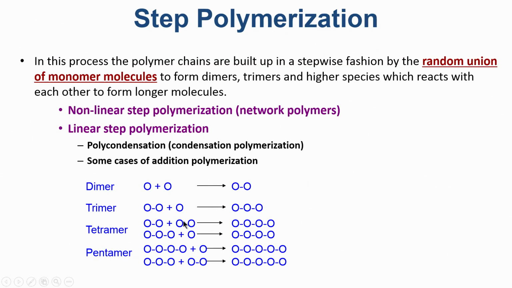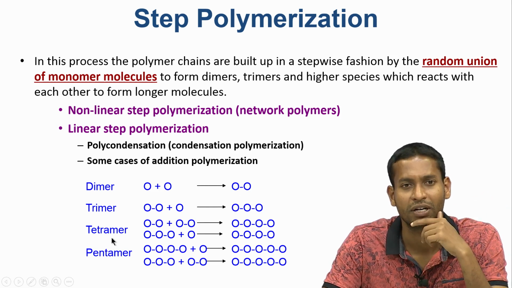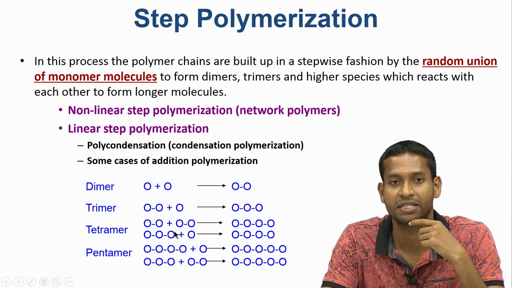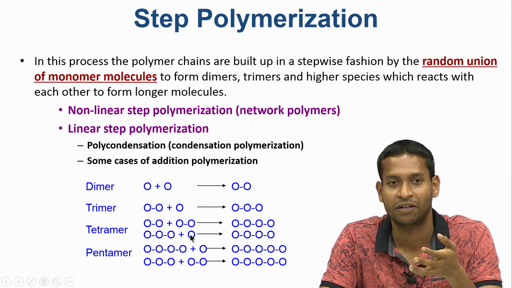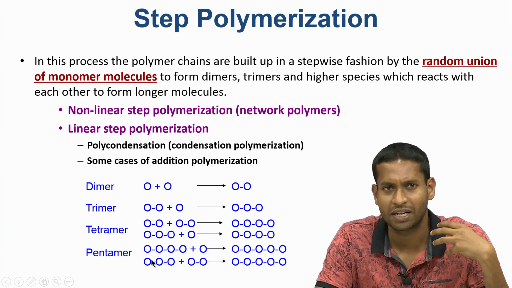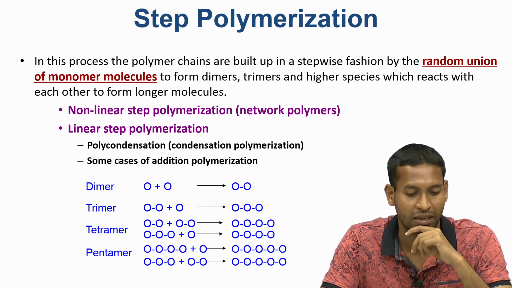Talking about step polymerization, in this process the polymer chains are built up in a stepwise fashion, and this could be the random union of individual monomer molecules. If we look at the reaction here, a dimer is formed by combining two monomers. A trimer is formed by combining a dimer with a monomer, but from there onward there are several ways this can happen. A tetramer can form either by combining two dimers or by combining a trimer with a monomer, and similarly the possibilities increase further as you go along. It is just a random union of combining monomer molecules.